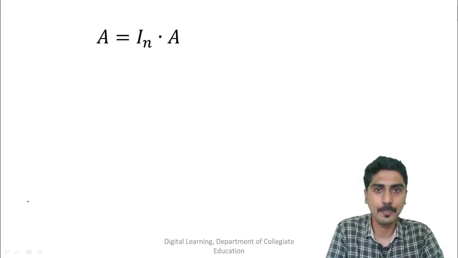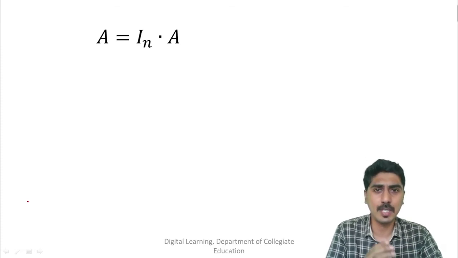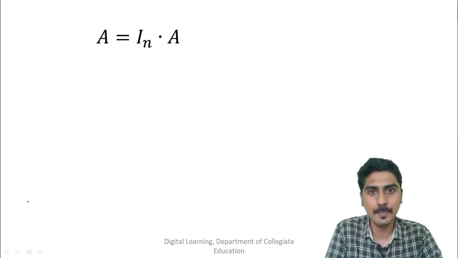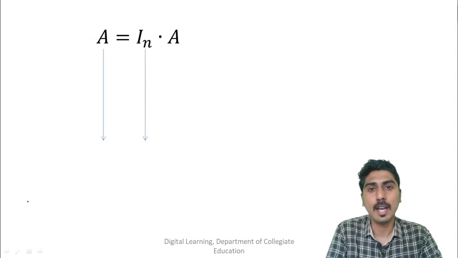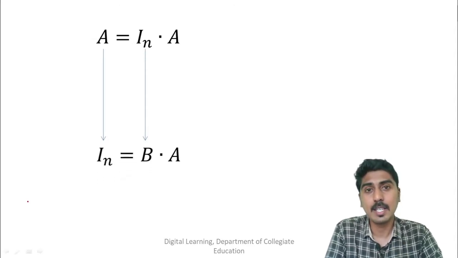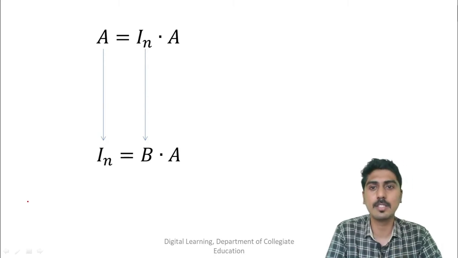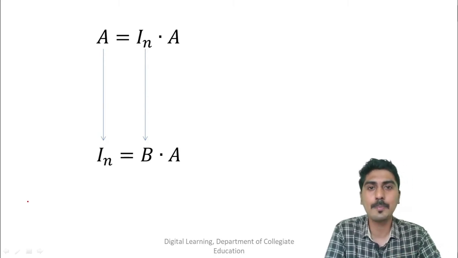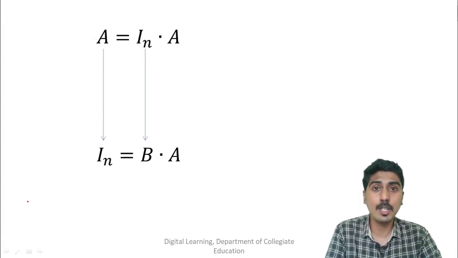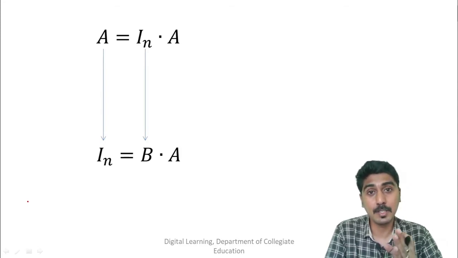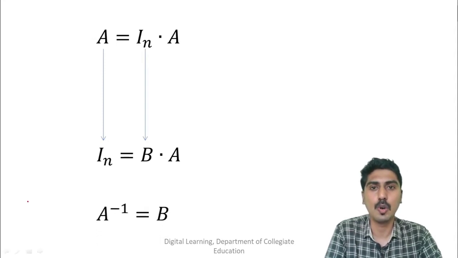We all know that any non-singular matrix A can be written as I into A. Now you start applying a sequence of elementary row operations for the matrix A on the left hand side to get the identity matrix. Parallelly, you have to apply the same row operations for I on the right hand side, keeping the matrix A as it is. So finally you will arrive at I is equal to B into A. So the matrix B should be the inverse of matrix A.